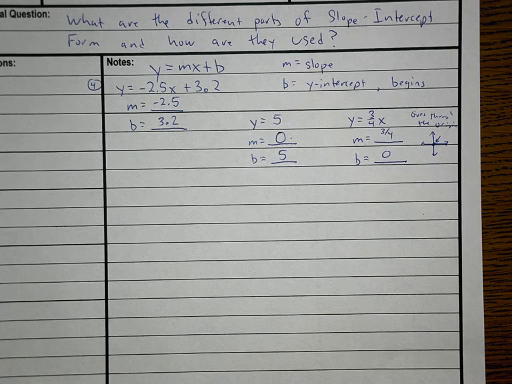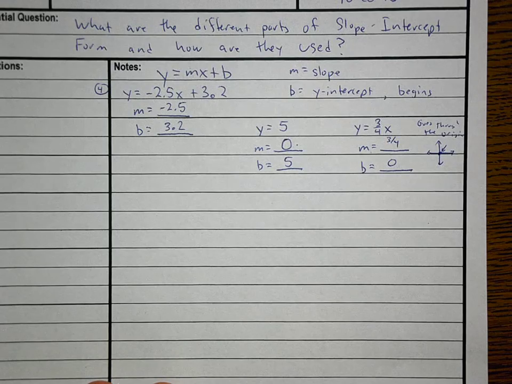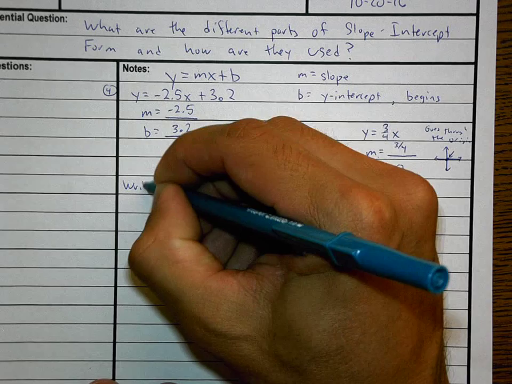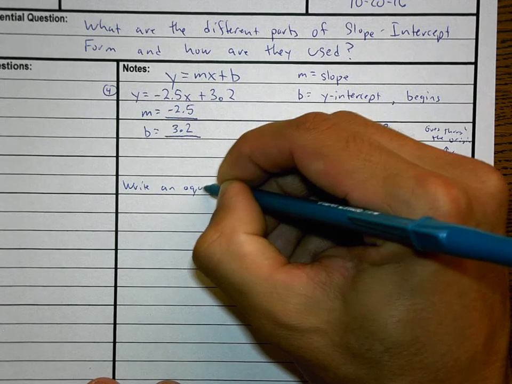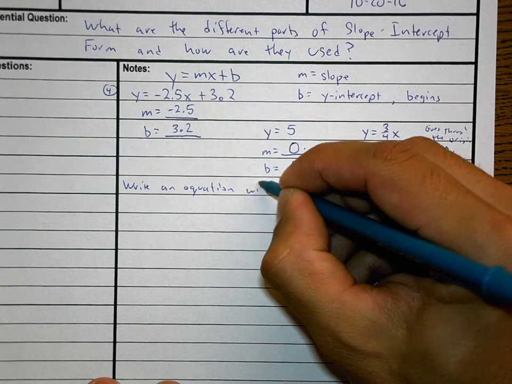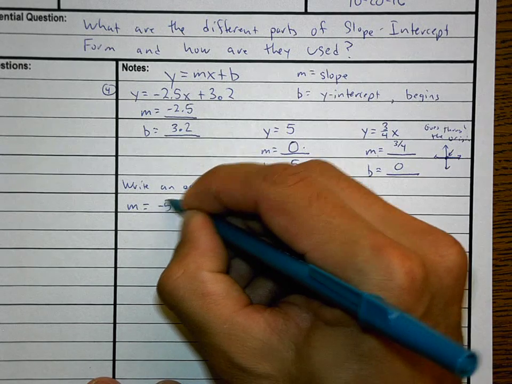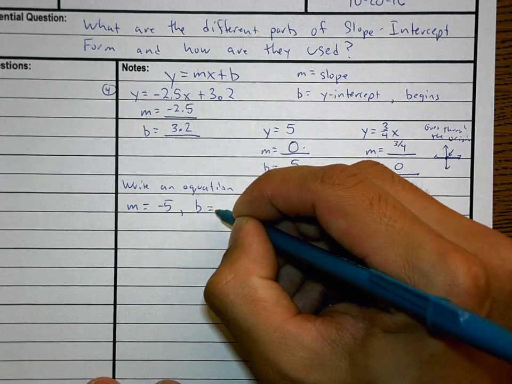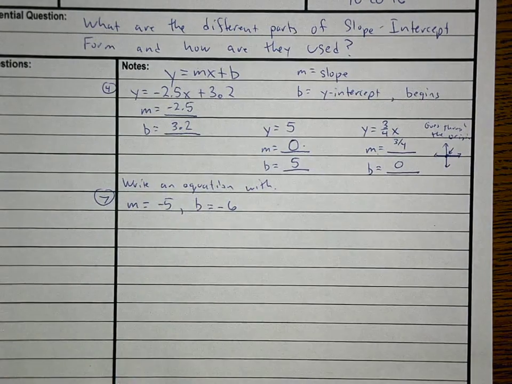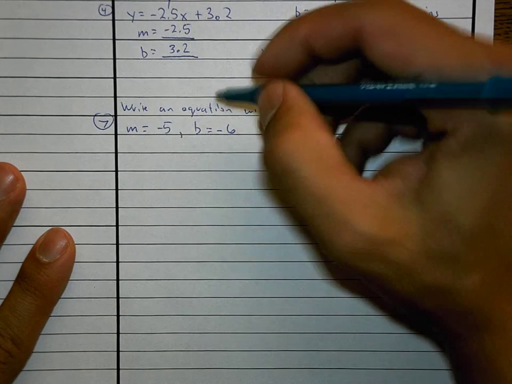Okay? So your first step is, can you look at an equation and know what m and b is? Pretty simple stuff, right? Second step, write an equation with m equal to -5 and b equals -6. This is like number 7. Write an equation with, and it's going to say write an equation of a line.